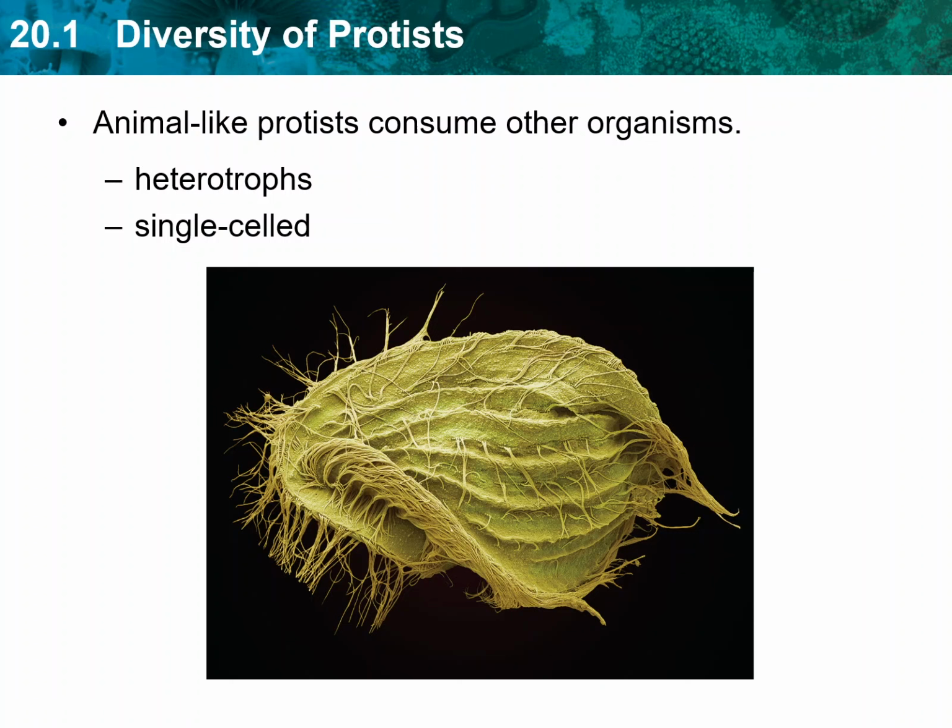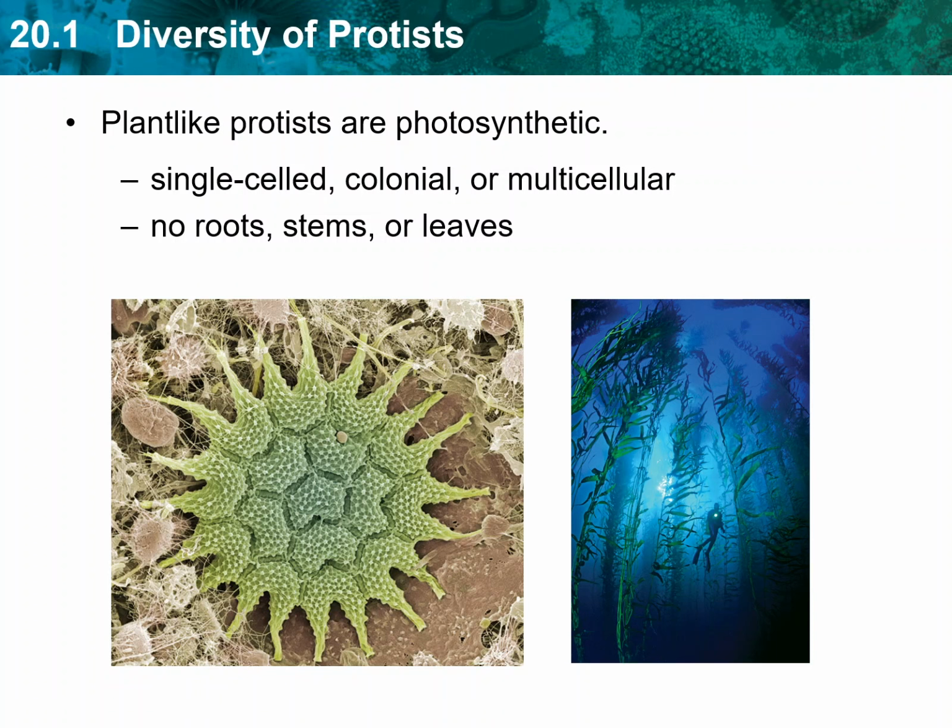Plant-like protists. Some protists get their food like plants do, through photosynthesis. However, plant-like protists differ from plants. Plant-like protists do not have roots, stems, or leaves. Plant-like protists may be single-celled or multicellular, or live in colonies of cells. But true plants are all multicellular.